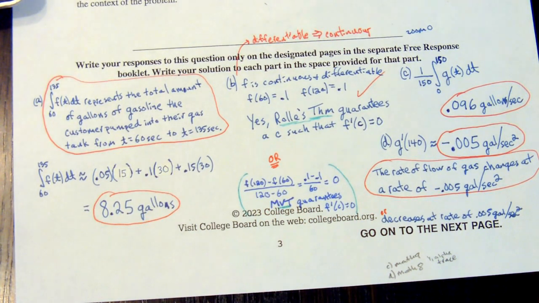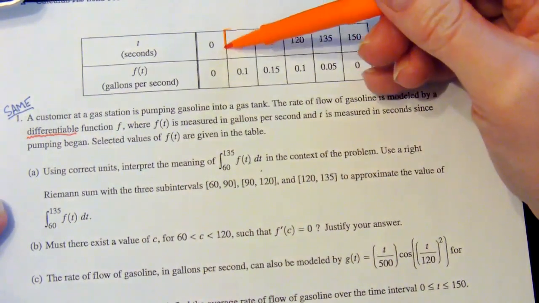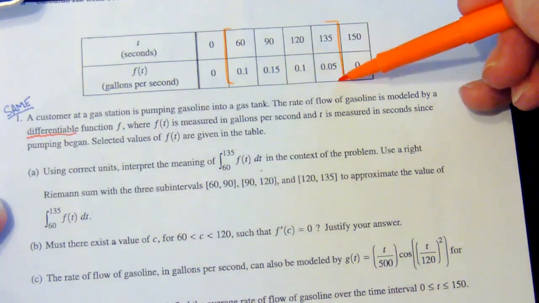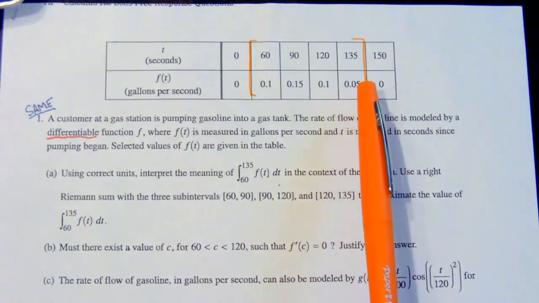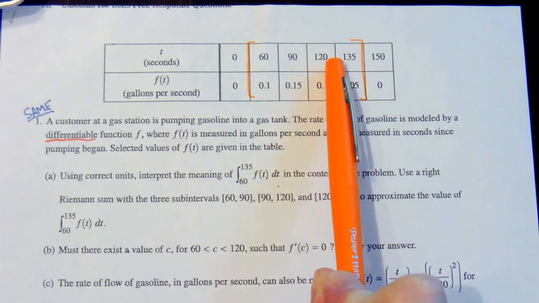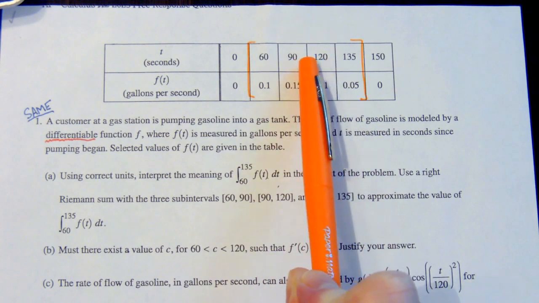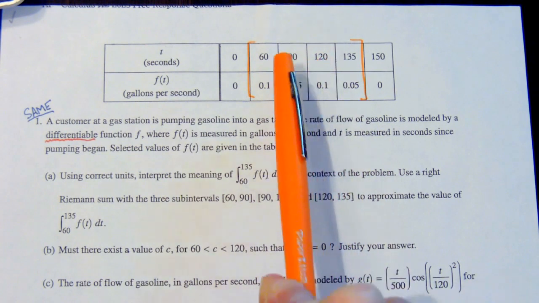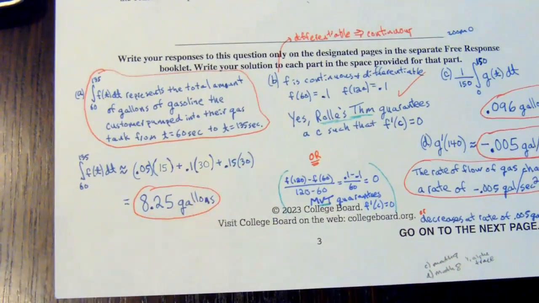Still on part A, we're doing a right Riemann sum only in between 60 and 135. And so if we use the right Riemann sum, that means you start at the right side of your interval. You go 0.05 times the distance between 120 and 135, which is 15, and then plus 0.1 times the distance between 90 and 120, which is 30, and then plus 0.15 times the distance between 60 and 90, which is again 30. And there's my work for that. A right Riemann sum is 8.25 gallons.